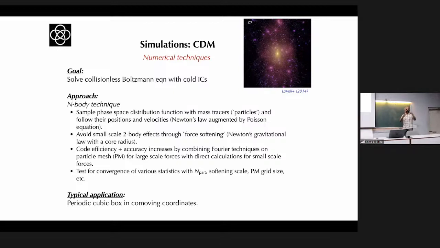The Lagrangian approach. I start with an initial set of particles. They are not microscopic particles. They are simulation particles. They represent fluid elements. And I will follow these fluid elements as a function of time. I will determine what their equation of motion is. I will solve that equation for every fluid element. Okay, so that is what is written here. So I sample the phase space distribution function with mass tracers, which I call particles. And I follow their positions and velocities using what? Basically just Newton's law. d2x by dt squared is the gradient of the gravitational potential.